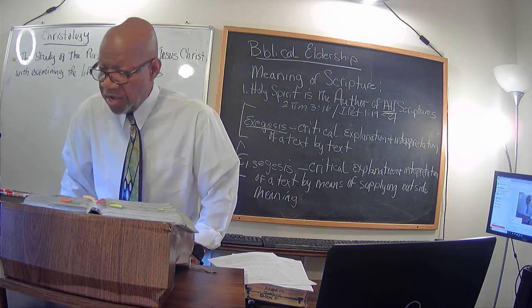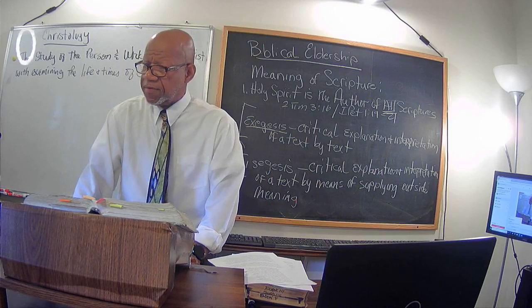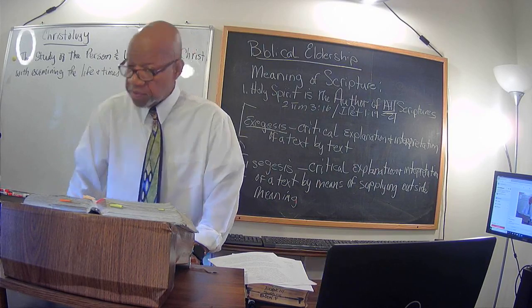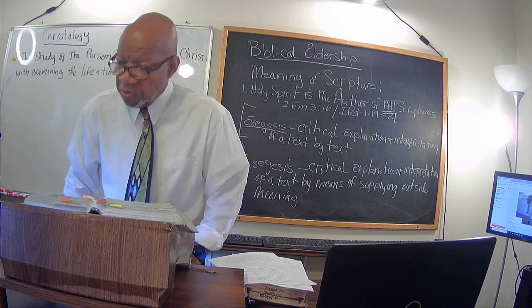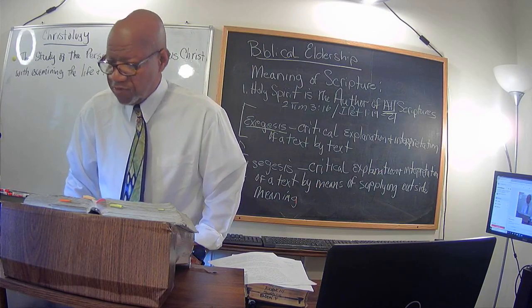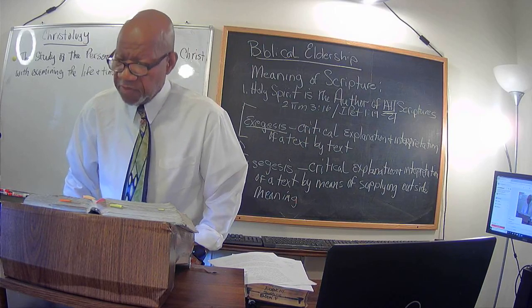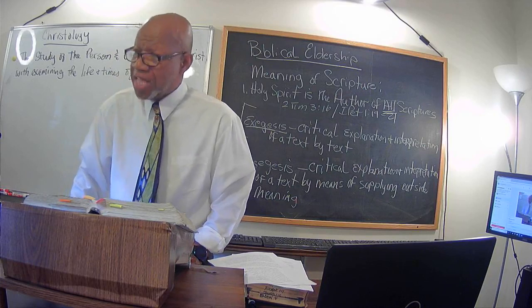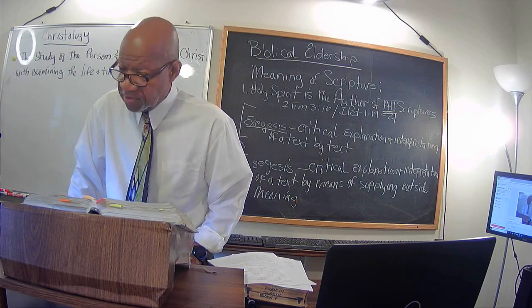For he, Yeshua, shall deliver his people from their sins. Now all this was done that it might be fulfilled, which was spoken by the Lord, by the prophet, saying, behold, a virgin, this is Isaiah chapter 7, behold, a virgin shall be with child, and shall bring forth a son, that he shall call his name Emmanuel, which is being interpreted, God with us.